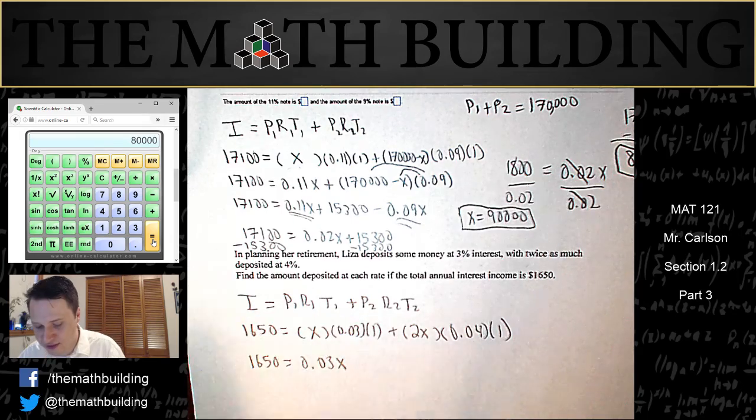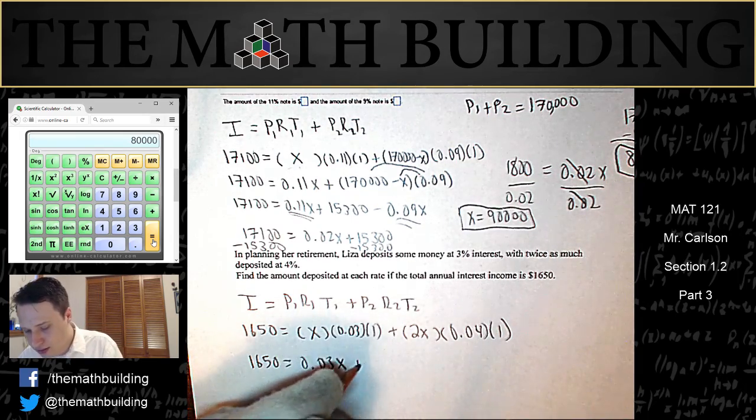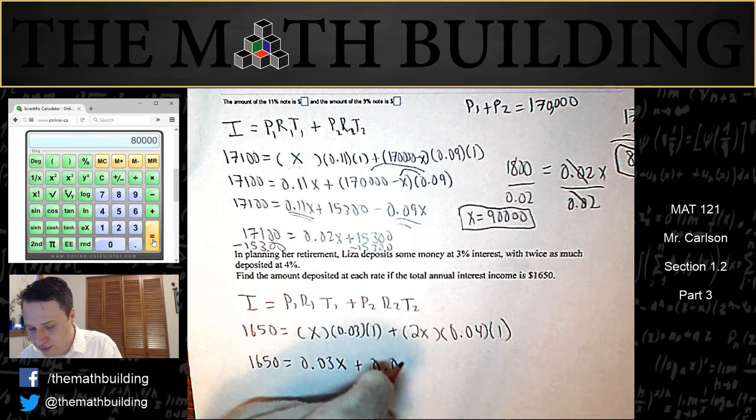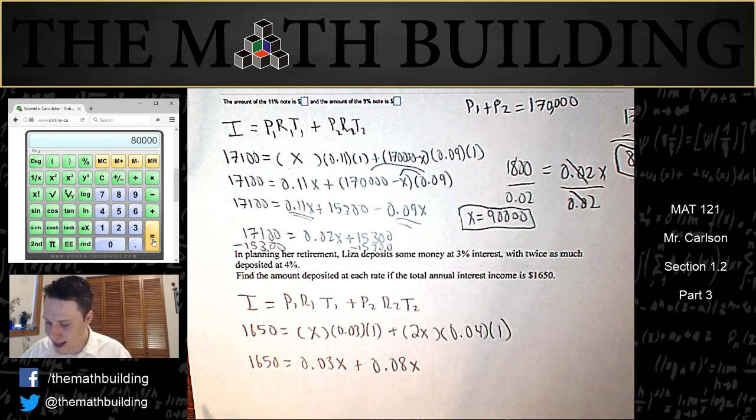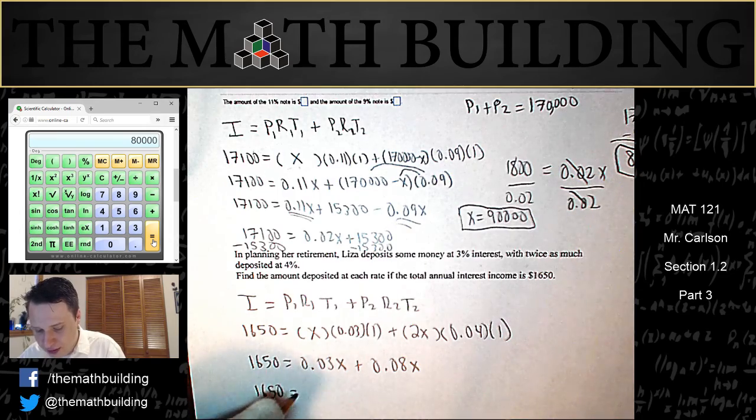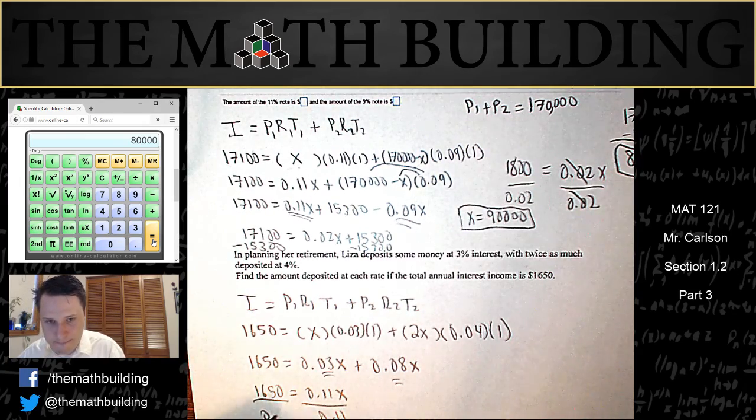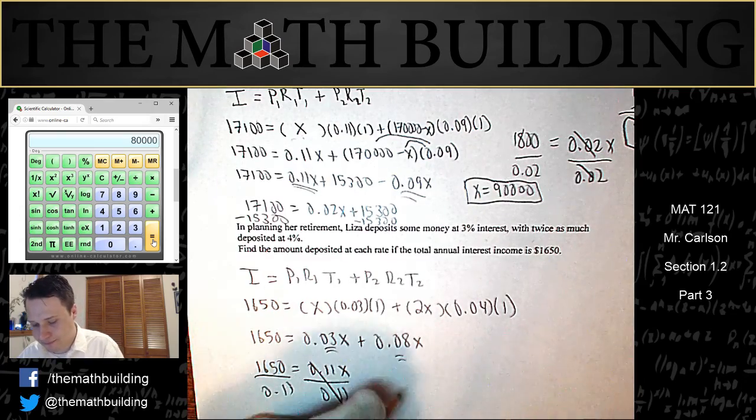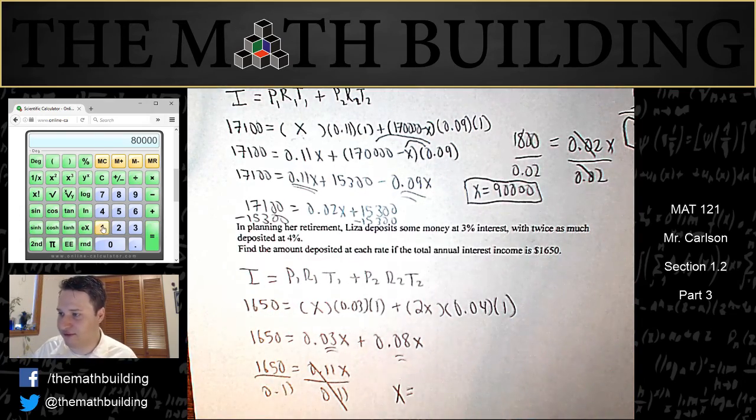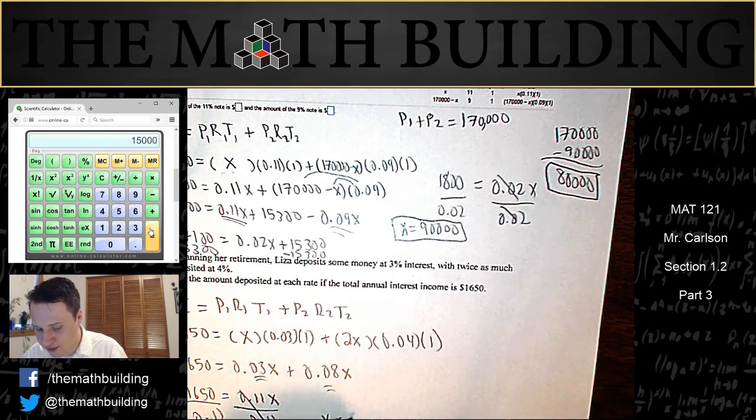So that simplifies to 0.03x. 2 times 0.04 is 0.08. And so that means we're going to get 1650 equals, add like terms, 0.03 plus 0.08 is 0.11x, then just divide by 0.11. So x is equal to 1650 divided by 0.11. So the amount she invested in the first account was $15,000.